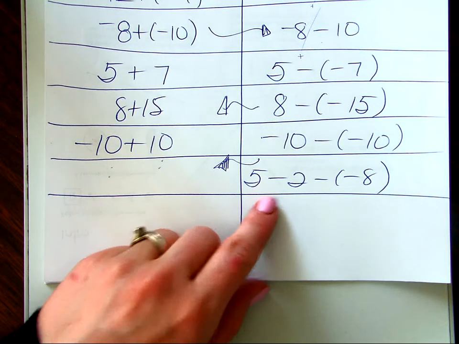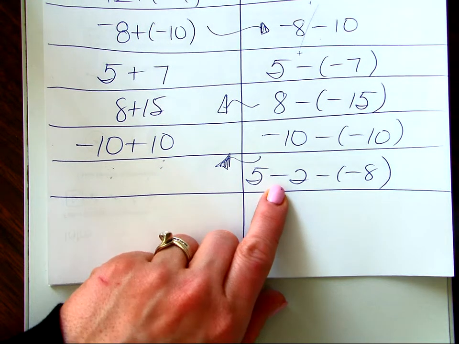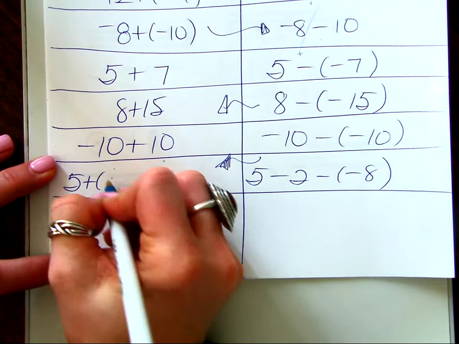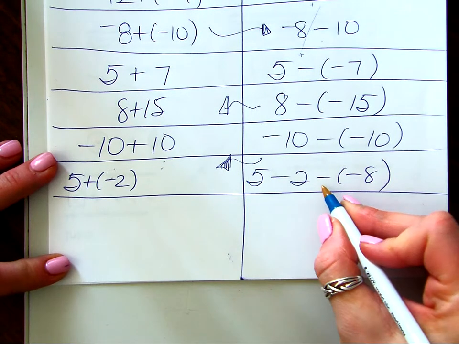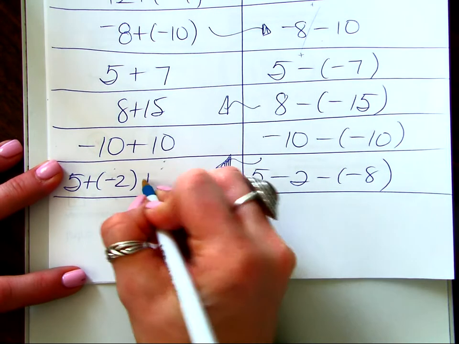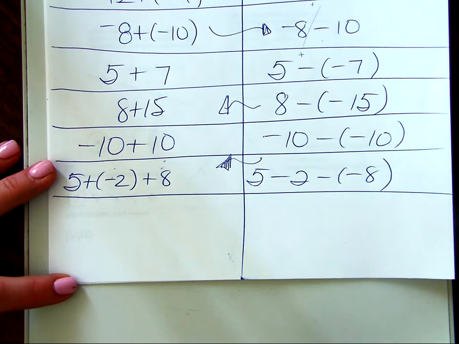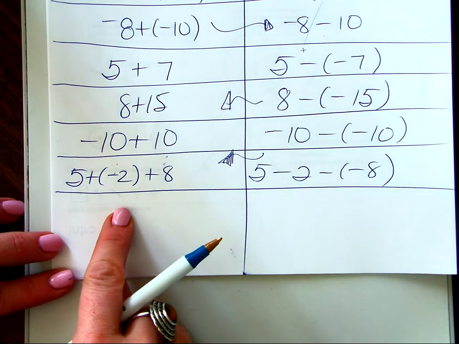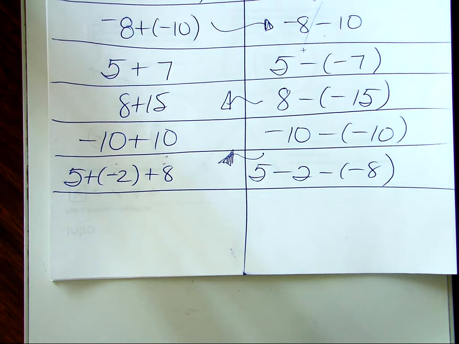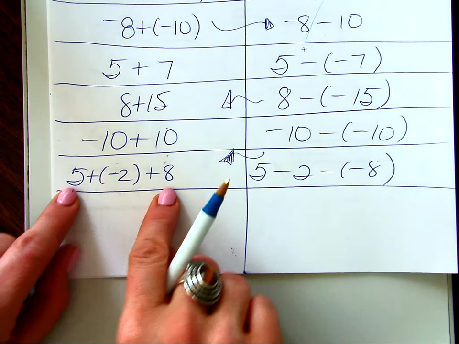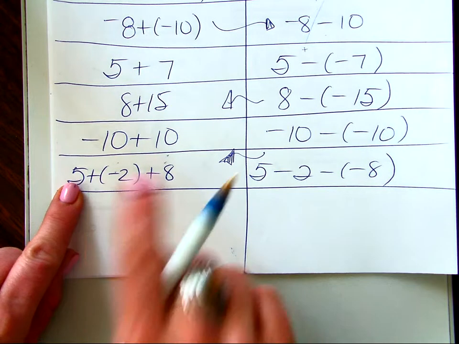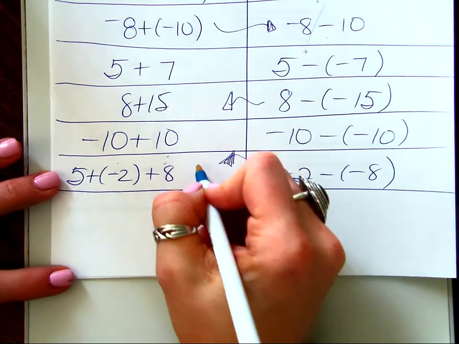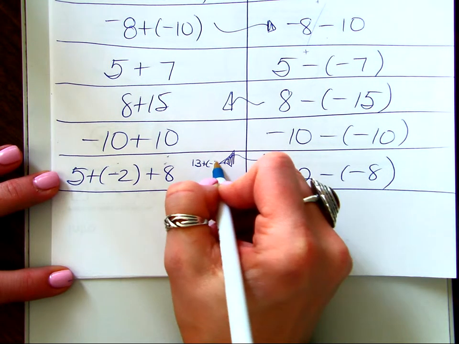Because instead of subtracting 2, I want to add in a negative 2, and instead of subtracting a negative 8, I'm going to add 8. Now it's easier to do, right? So now my question is, what should I do first? You do whatever you want, but I do the ones where the signs are the same first. I want to do these two first, because 5 plus 8 is 13. And then I can take that 13 and add that negative 2, and my answer is 11.